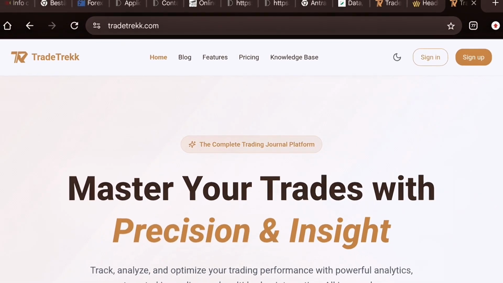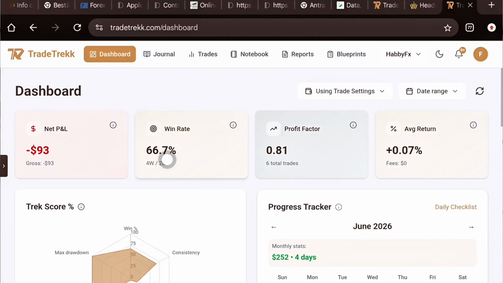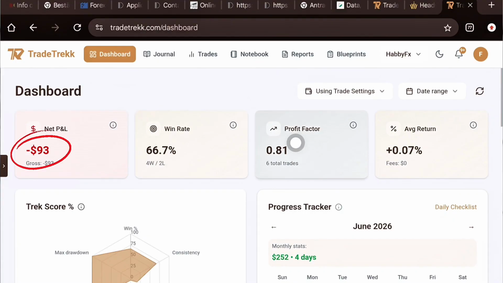Now this is my trading journal. I'll just quickly log in. So I'm currently in my trading journal, TradeTech. I use TradeTech to journal my trades. This is the profile for Habby FX. His P&L for this week is minus 93. So I ended the week with minus 93.